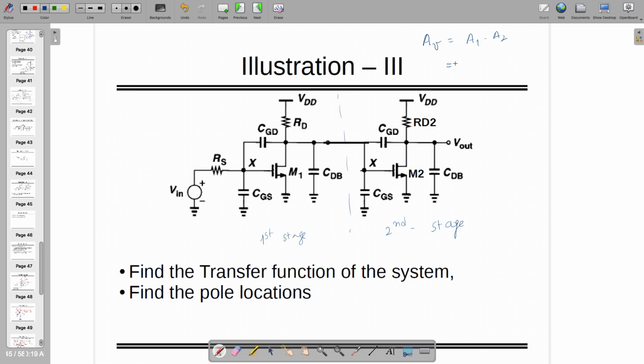So in that case, assuming both are identical, it's minus GM1 times RD in shunt with RO1, times, and this becomes plus by the way, because of two minuses, GM2 times RD2 in shunt with RO2. That's the AV. Now, if this is already known to you, let's draw the small signal model for the entire system.